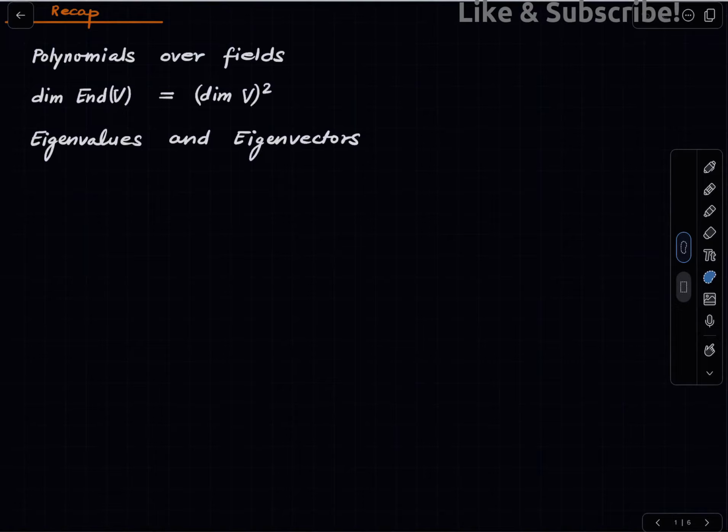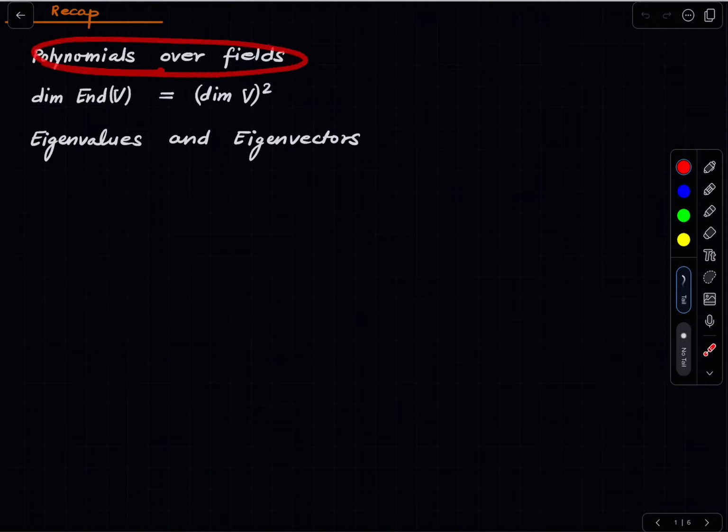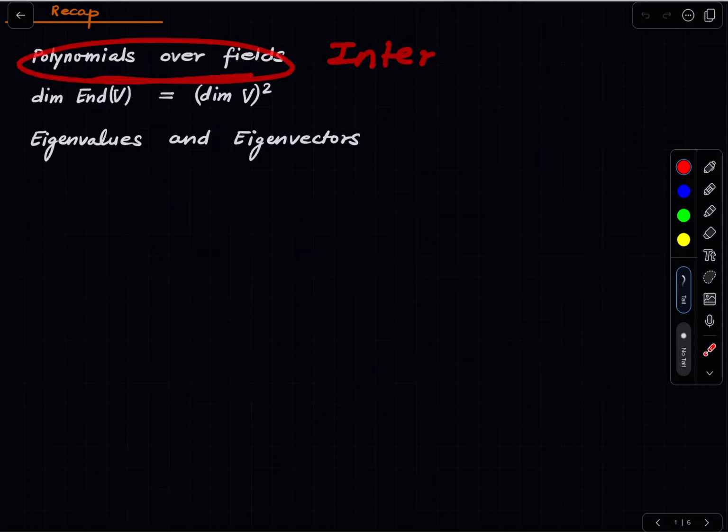In this lecture, we'll prove that every complex endomorphism has an eigenvalue. And let us recall what we need. So we will need some facts about polynomials over fields. There is a set of lectures in this playlist, starting with the name interlude, dedicated to exactly this topic.